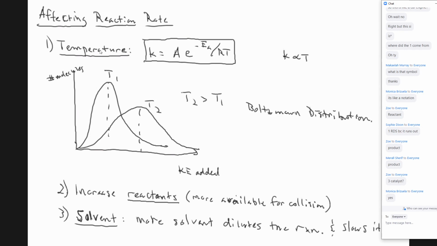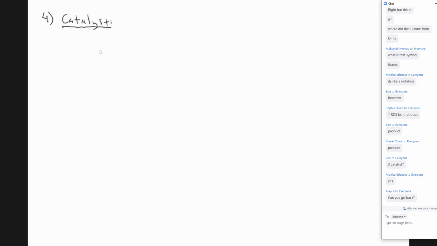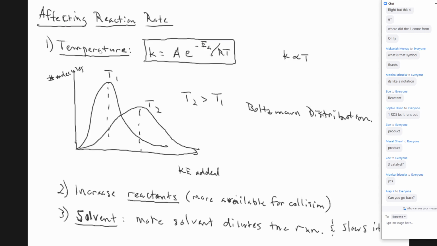Okay, and then the last thing that we could do to affect reaction rate is to supply a catalyst. Sure. So temperature is one way. That means we're increasing the kinetic energy.